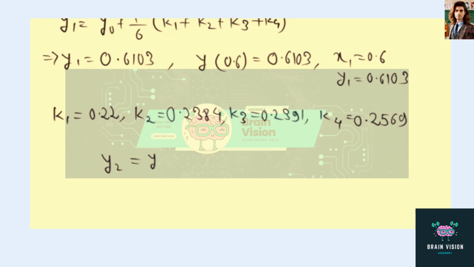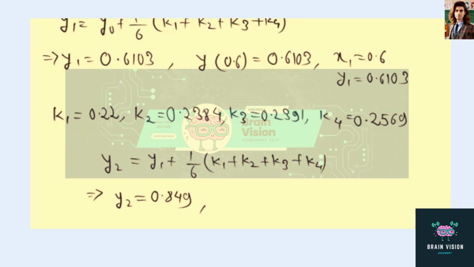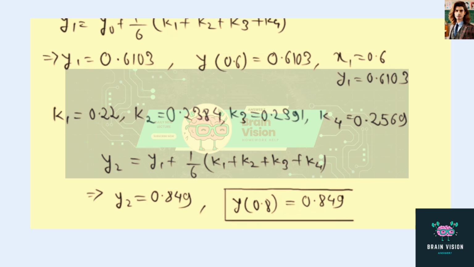So again we would have our y2. y2 would be y1 plus 1 by 6 into again k1 plus k2 plus k3 plus k4. If we put these values here, we would have our value of y2 as 0.849. So y2 is nothing but y of 0.8, and that is what we needed to find. So we have got the value of y of 0.8 as 0.849.